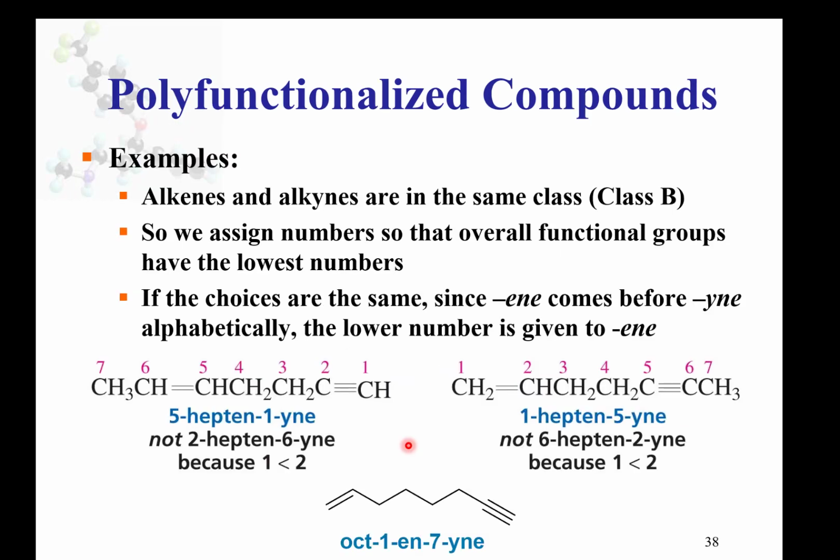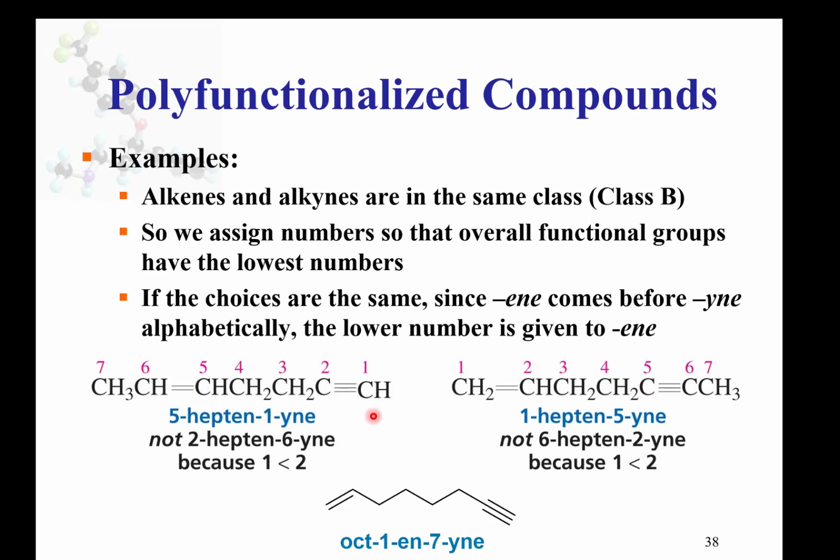Here are some examples of Class B compounds. Alkenes and alkynes are in the same class. And so if a molecule has both an alkene and an alkyne, we assign numbers so that the overall functional groups, either the alkene or alkyne, would have the lowest numbers. Let's look at this molecule on the left. In order to give the lowest numbers to the overall functional groups, we number this 1, 2, 3, 4, 5, 6, 7, so that the carbon of the triple bond and the carbon of the double bond would get the numbers 1 and 5.